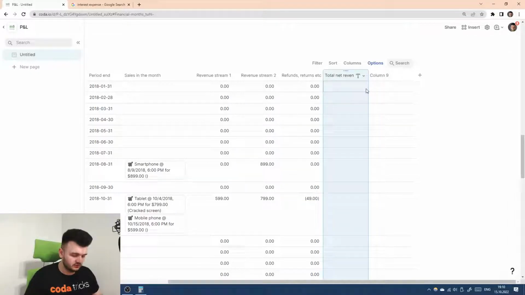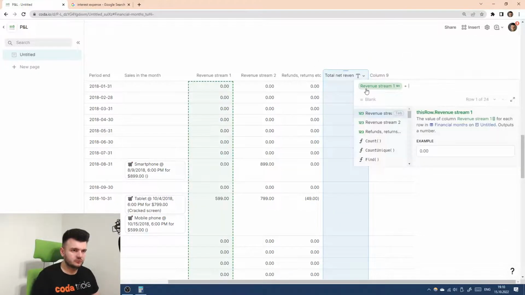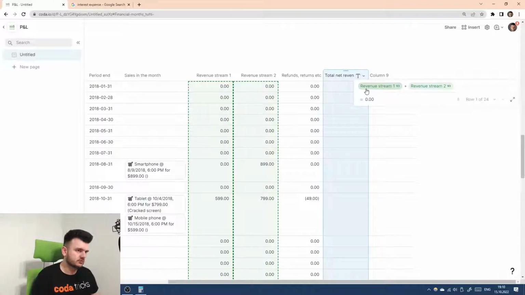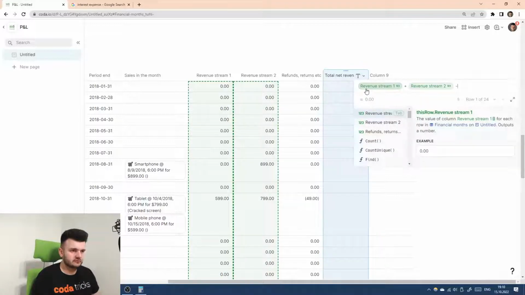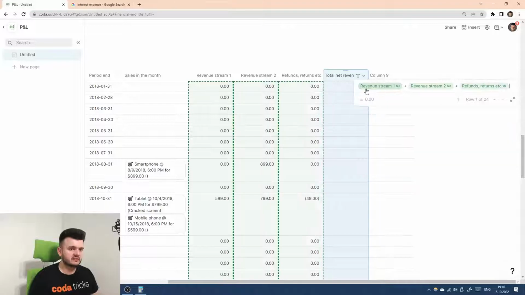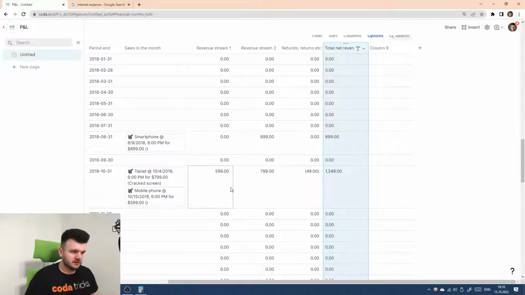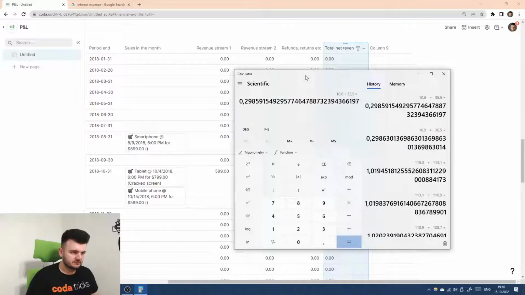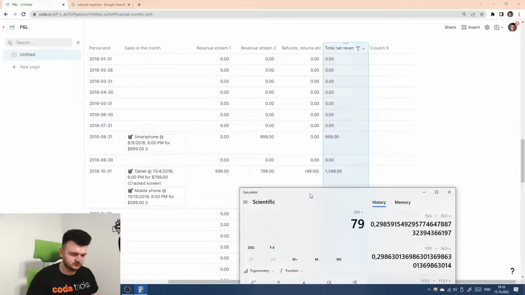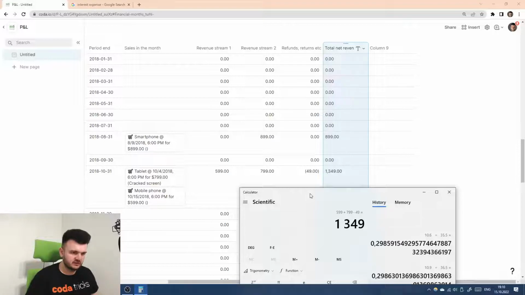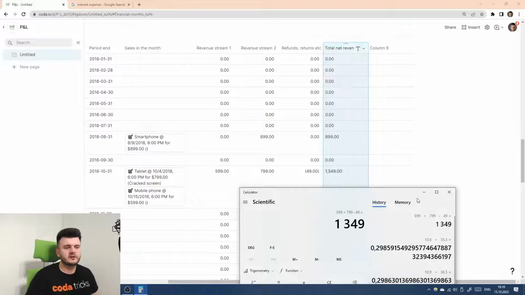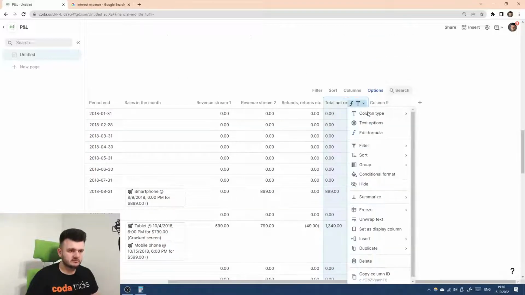And total net revenue is revenue stream 1 plus revenue stream 2 minus, or actually plus, because it's a negative number, refunds, returns, etc. So 599 plus 799 minus 49, 1349. So this calculates properly.